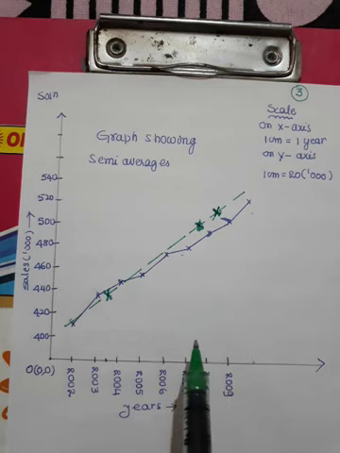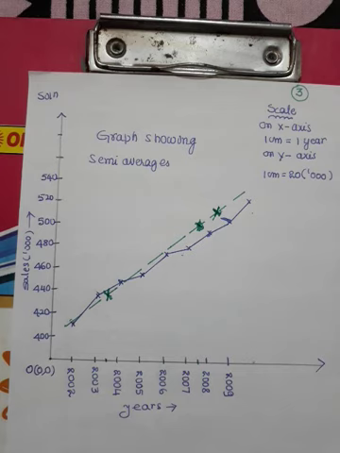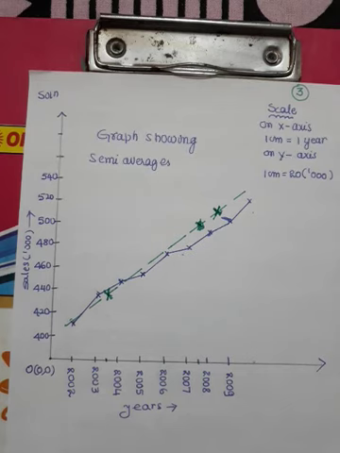So this is the method of obtaining semi-averages. Do you understand? In the next class, we shall discuss the third method of obtaining the secular trend, that is the moving averages method.